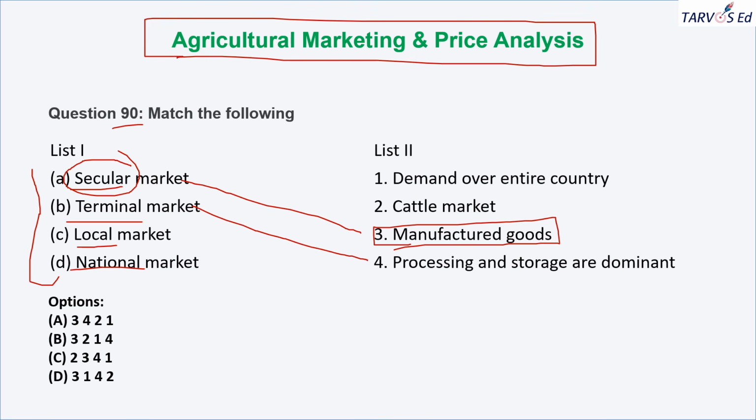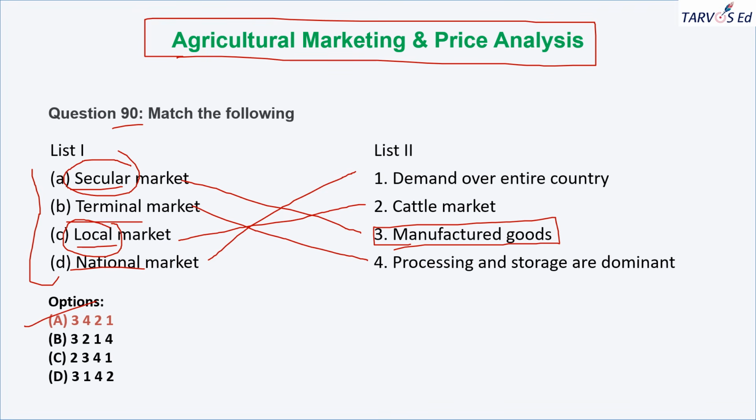And the third option, local market. It is a type of market based on location or area. It is restricted to a village or a group of villages. So local market, it is a cattle market. You can see cattle market at the village level. National market is the market at the country level. Okay, it is the demand over the entire country. So the option will be 3, 4, 2 and 1. Option A. Yeah, it is right.